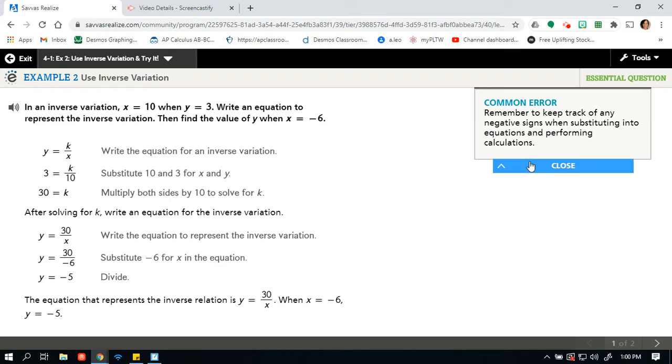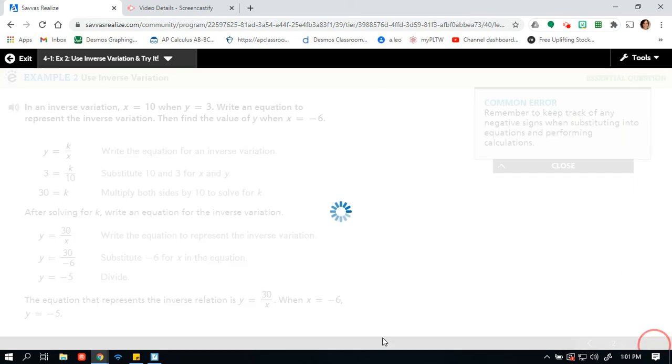So remember to keep track of all the negative signs when substituting into equations and performing calculations. As you all know, in some of my work, sometimes I'd lose the negatives, and then we have to go back and find where we lost those negatives. Make sure you keep track of those negatives. Those negatives get the best of us.